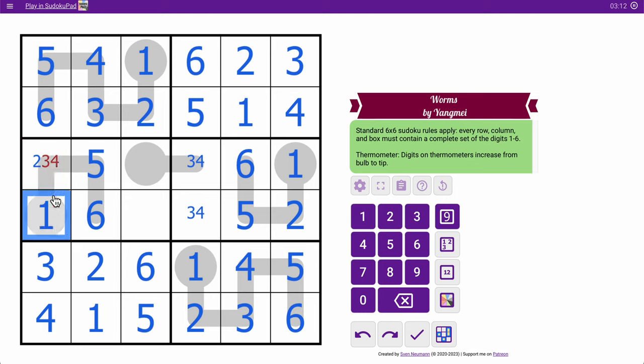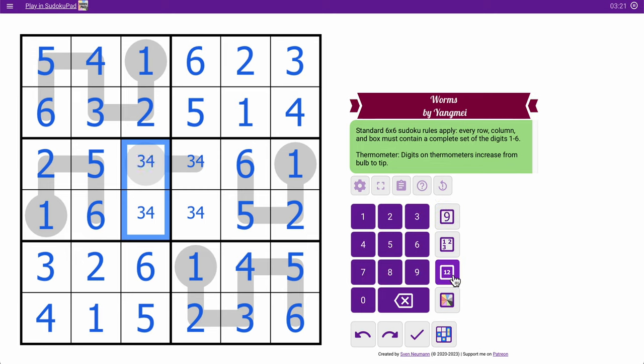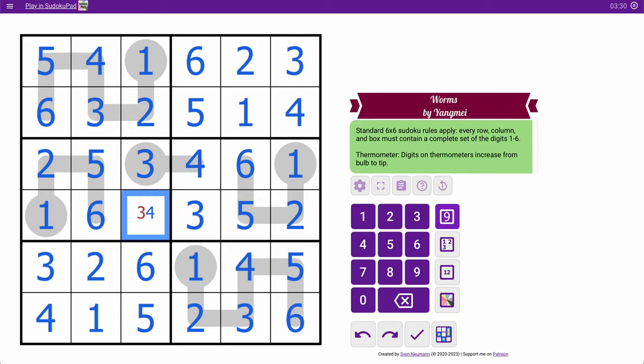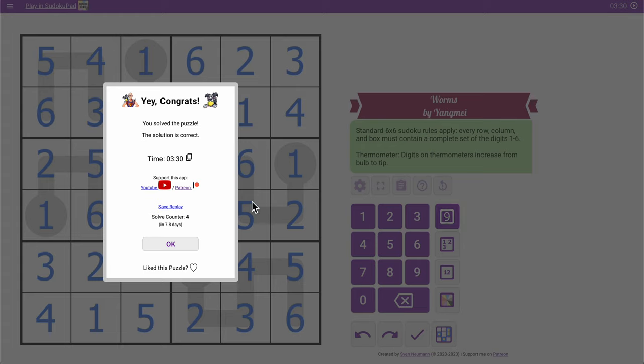This must be 1 and 2 in that order. Oh, look at that. This is also a 3-4 pair, but this last thermo would disambiguate. This digit has to be smaller than that one. 3, 4. 3, 4. Easy enough.